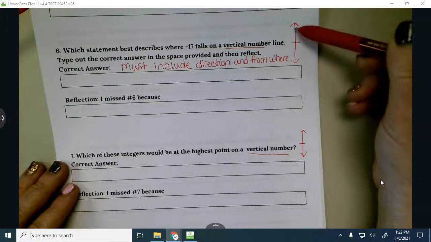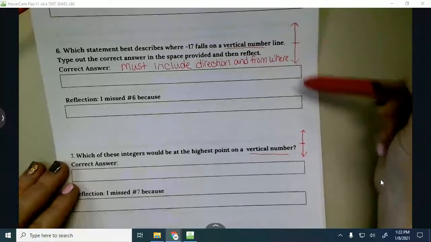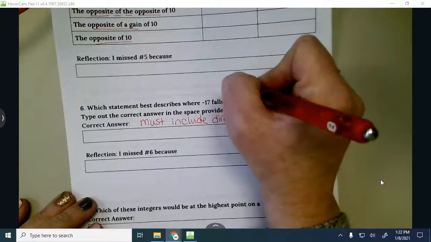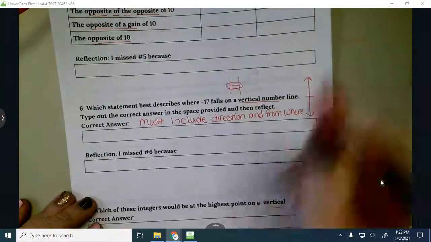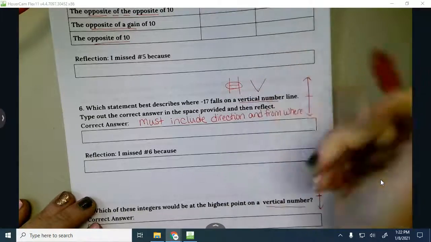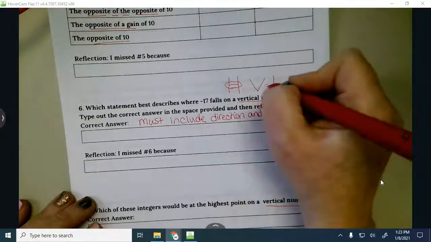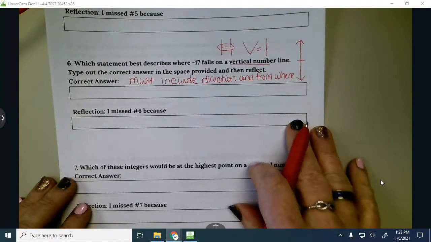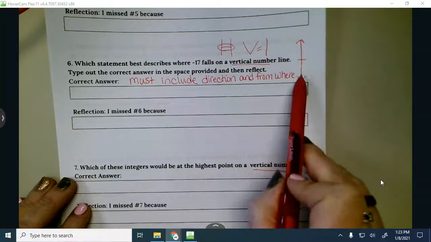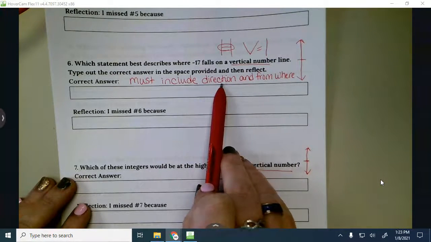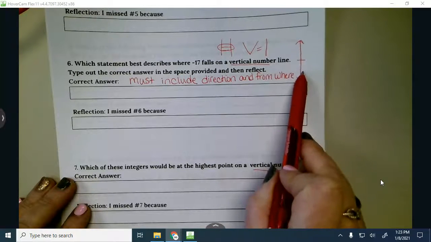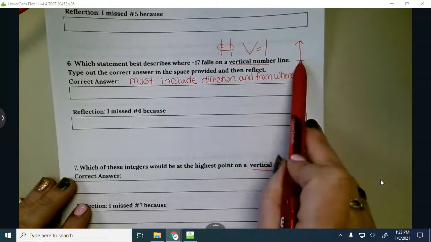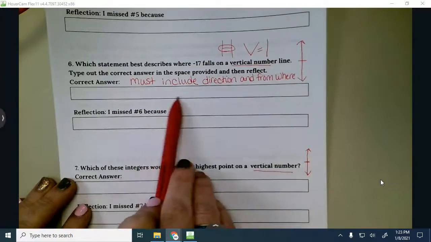So remember, a vertical number line goes from the sky to the ground. Also, I would often tell my students that horizontal lines have the line going through the middle, and vertical lines, if you were to fold up, it would make a straight line. So keep that in mind as you think about vertical and horizontal. Remember when you're describing on a vertical line that you must include the direction. So in this case, are you going above or below? If it was horizontal, are you going left or right from where you started? So think about what this line here in the middle is, and that will give you the correct answer, and then reflect.